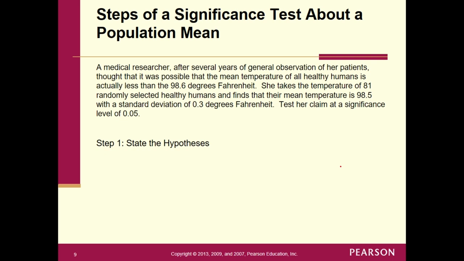Okay, so let's go through the problem. State the hypotheses. We would start with the alternative. What was she testing? She was testing if, let's see, I'm sorry, I was reading the wrong line. She wanted to test if the mean temperature was actually less than 98.6 degrees Fahrenheit. So she was testing if mu was less than 98.6. What's the null going to be? Mu is equal to 98.6. That means mu sub 0 is 98.6, the value in the null hypothesis.